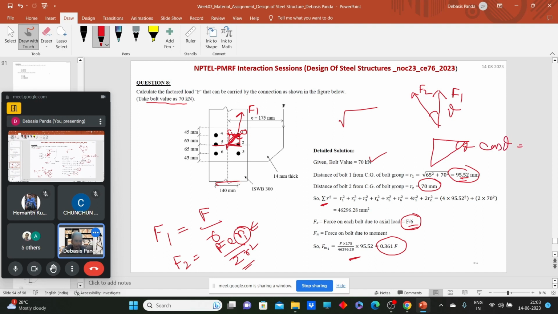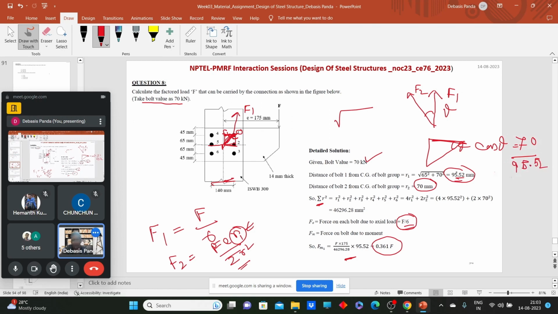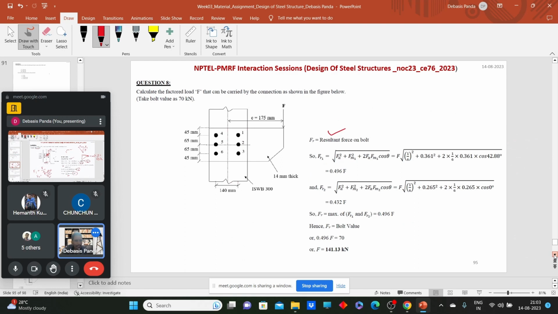Cos theta will be equal to this value. What is the value? This value is 70 divided by, what is the R? That is 95.5. Now you can calculate the cos theta value, and then you can find out the resultant force. So theta will eventually come out as 42.88 degrees. You can check it, no problem. So this is the resultant force on the extreme bolt.